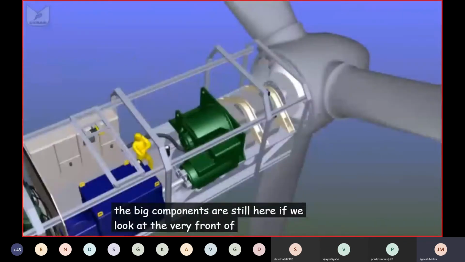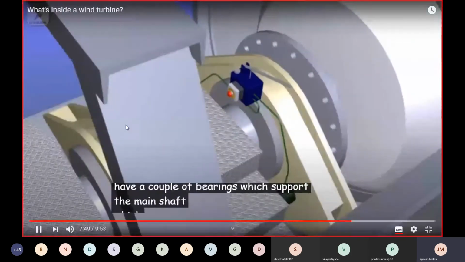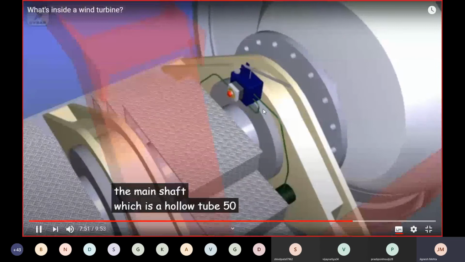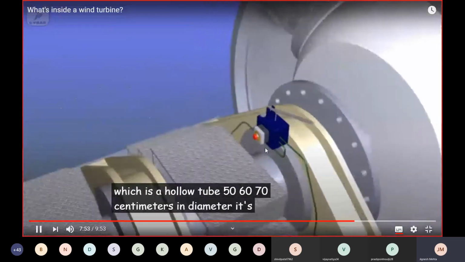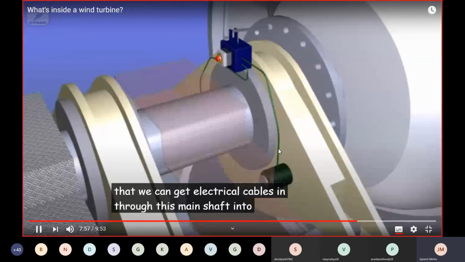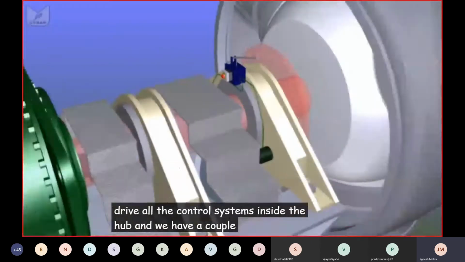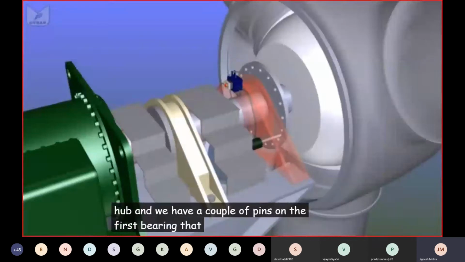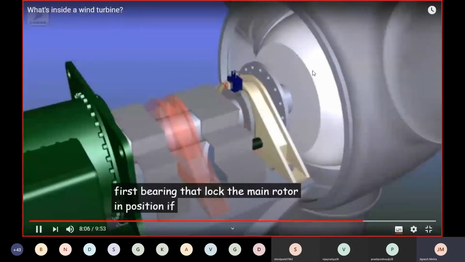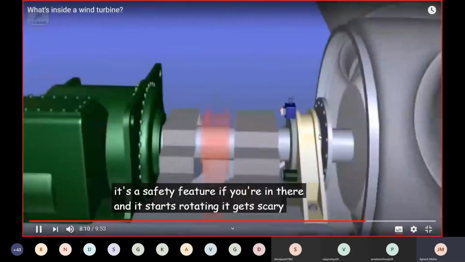If we look at the very front of the nacelle, we have a couple of bearings which support the main shaft, which is a hollow tube, 50, 60, 70 centimeters in diameter. It's hollow so that we can get electrical cables in through this main shaft into the hub to drive all the control systems inside the hub. And we have a couple of pins on the first bearing that lock the main rotor in position if we need to access the hub. It's a safety feature. If you're in there and it starts rotating, it gets scary.